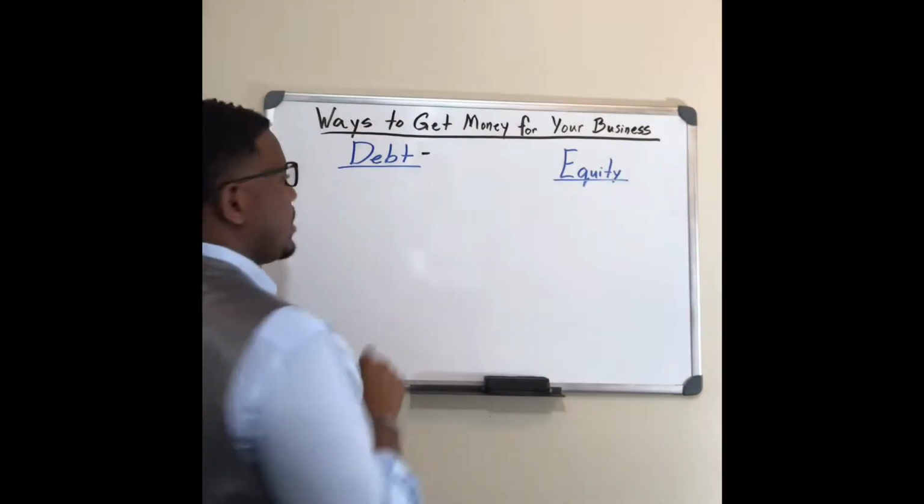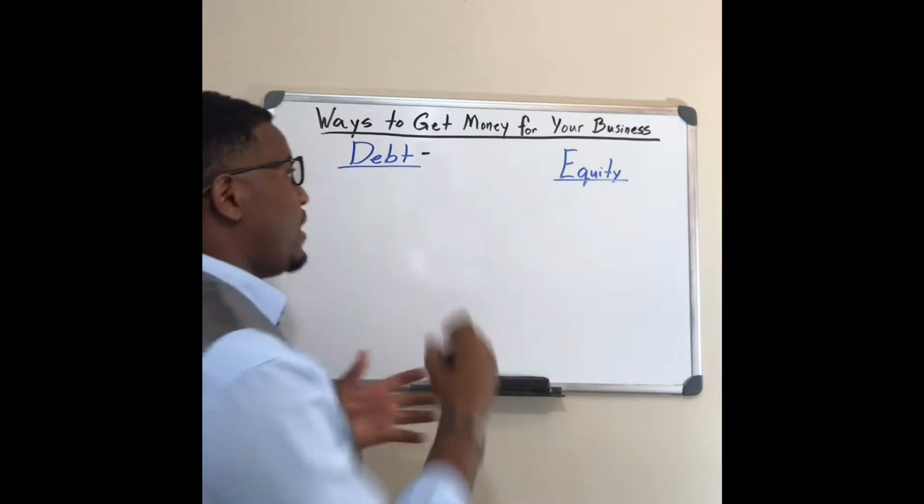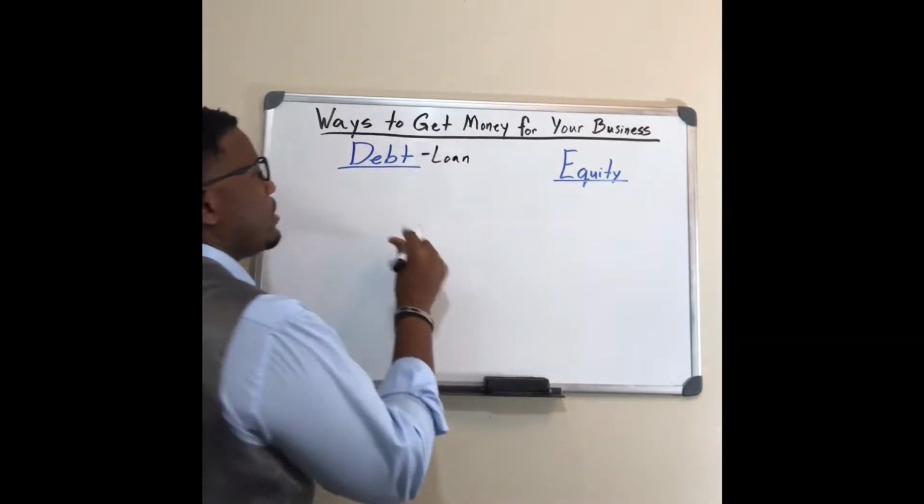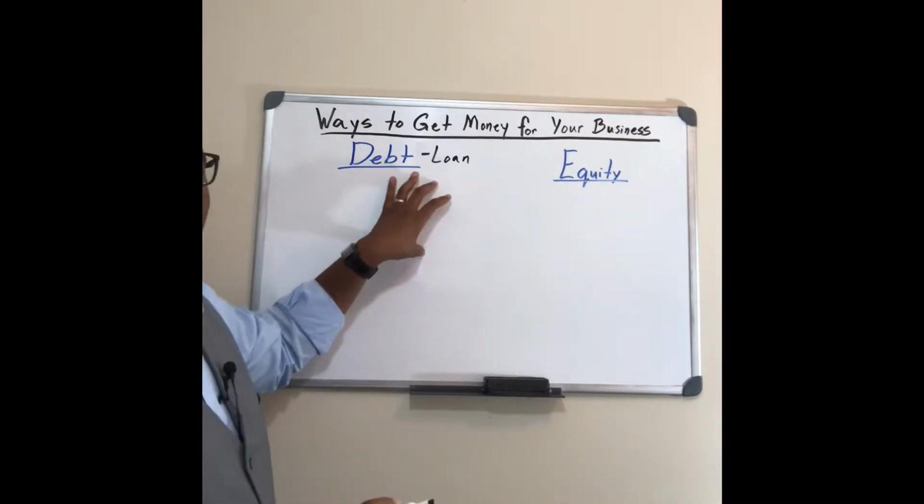We'll start with debt funding. So when you talk about debt funding, you want to think about banks, right? And what do banks give out to people that need money? They give out loans. So for debt funding, you want to think in terms of a loan.